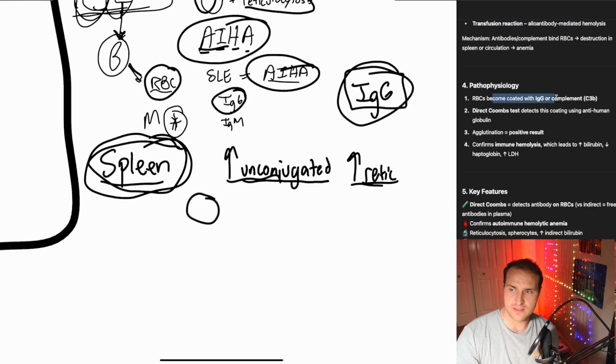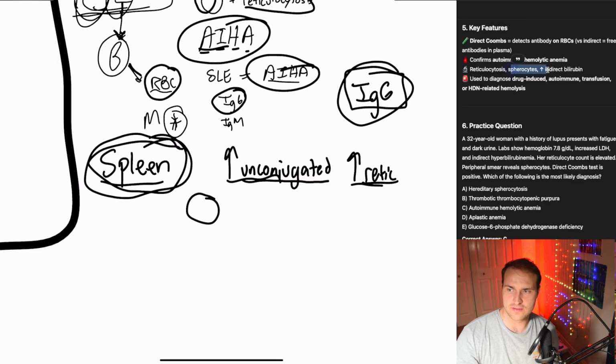What happens is our red blood cells are coated with IgG. The direct Coombs test detects that coating, all right? So we can see that coating. That's what it is. Agglutination is a positive result. So think of the spherocytes, the warm.